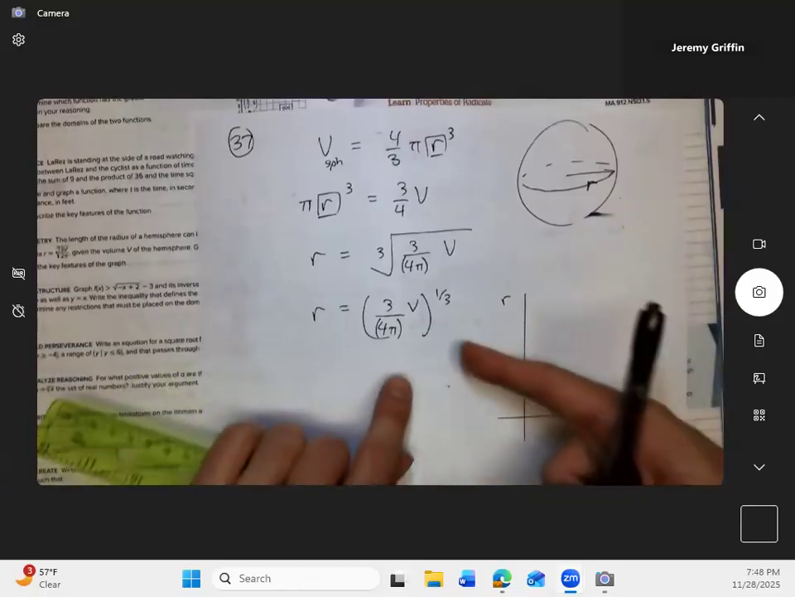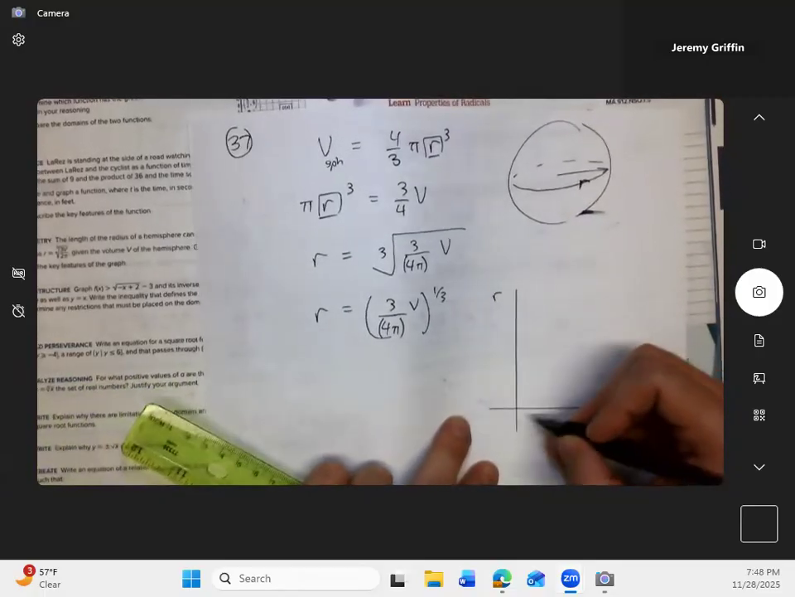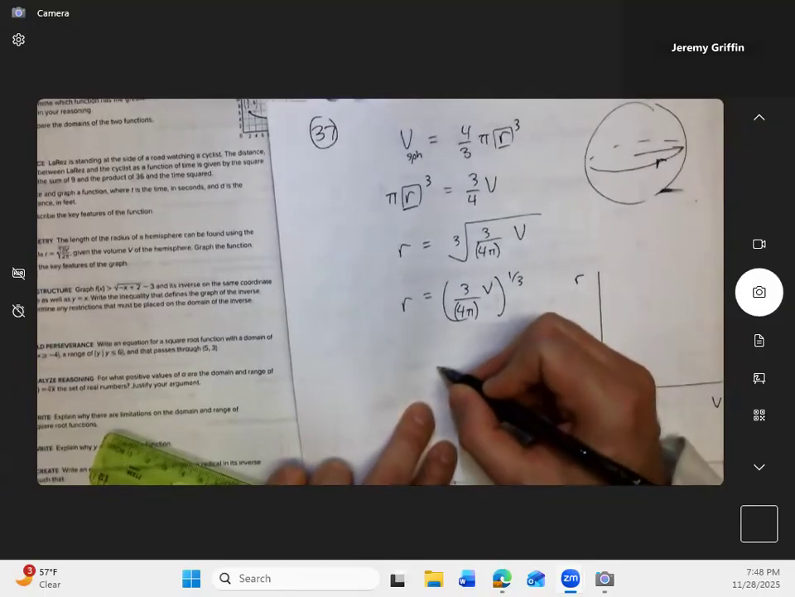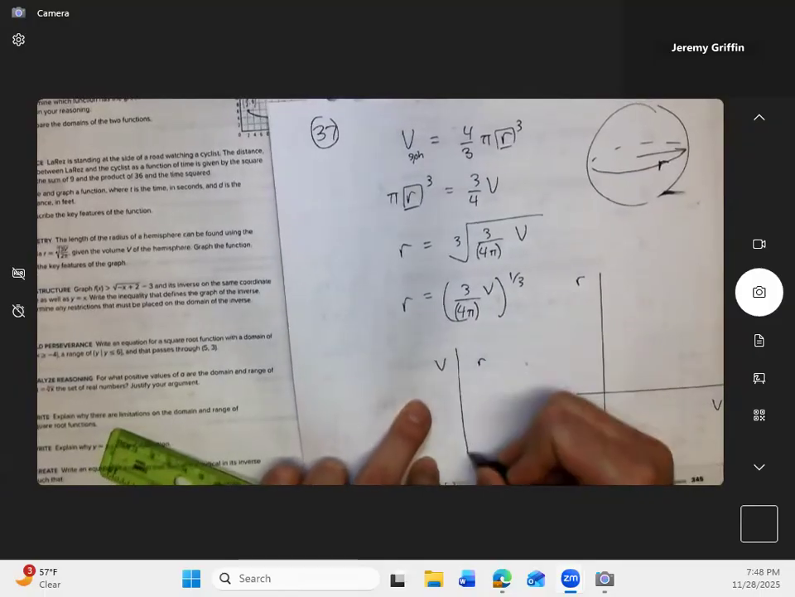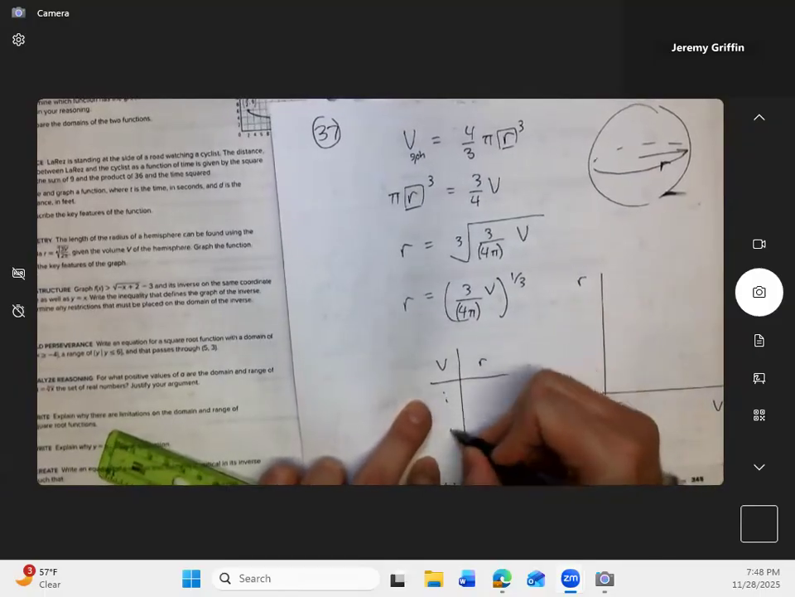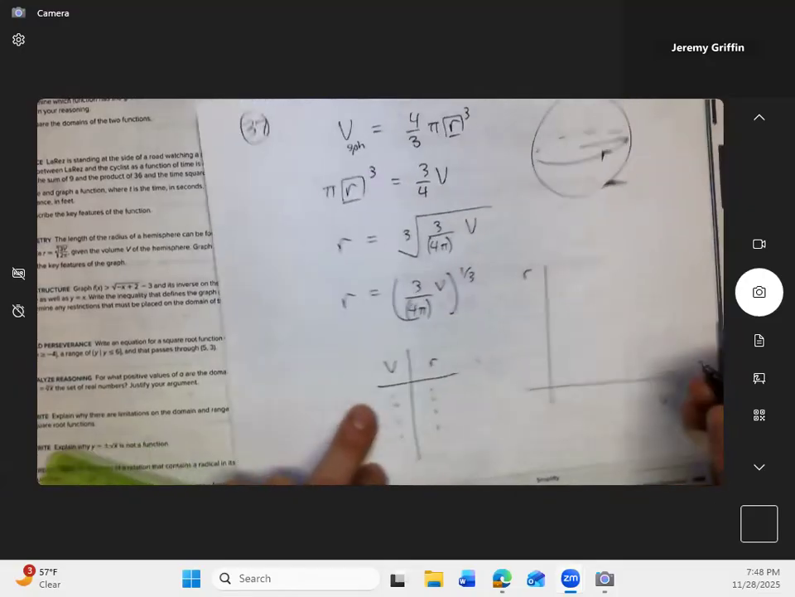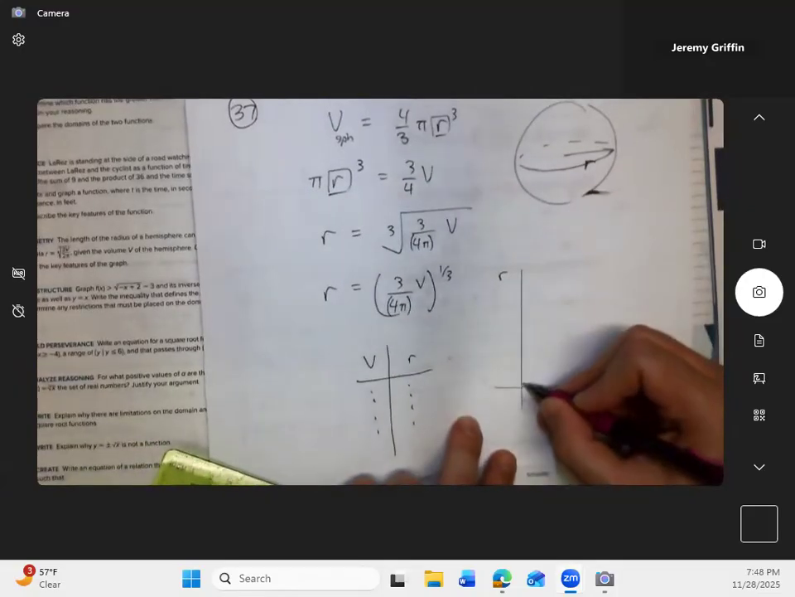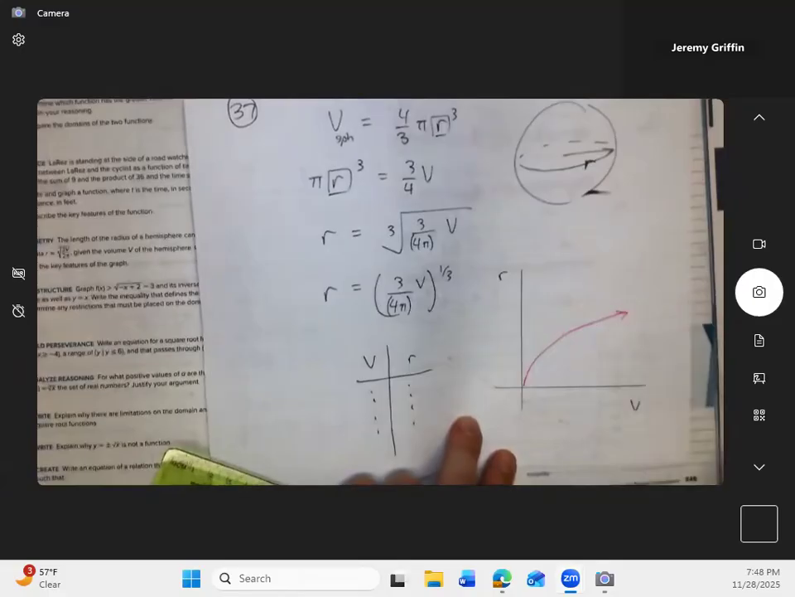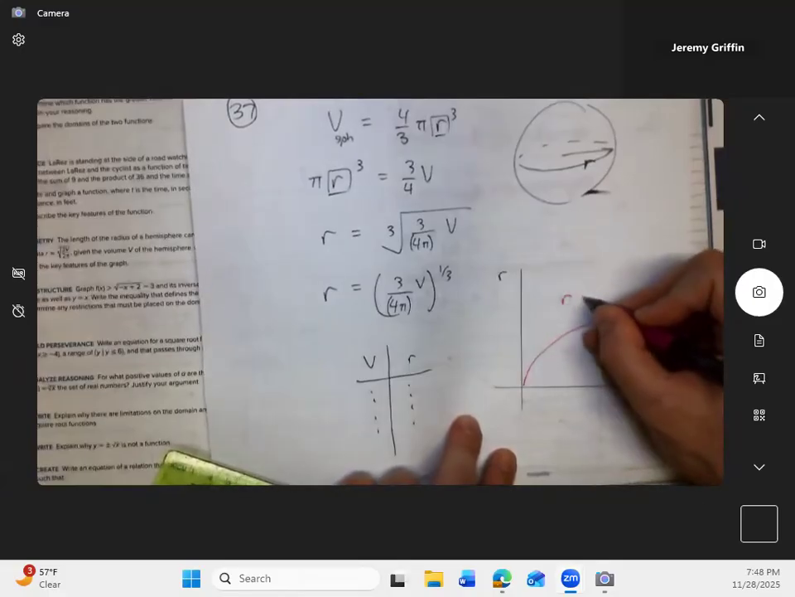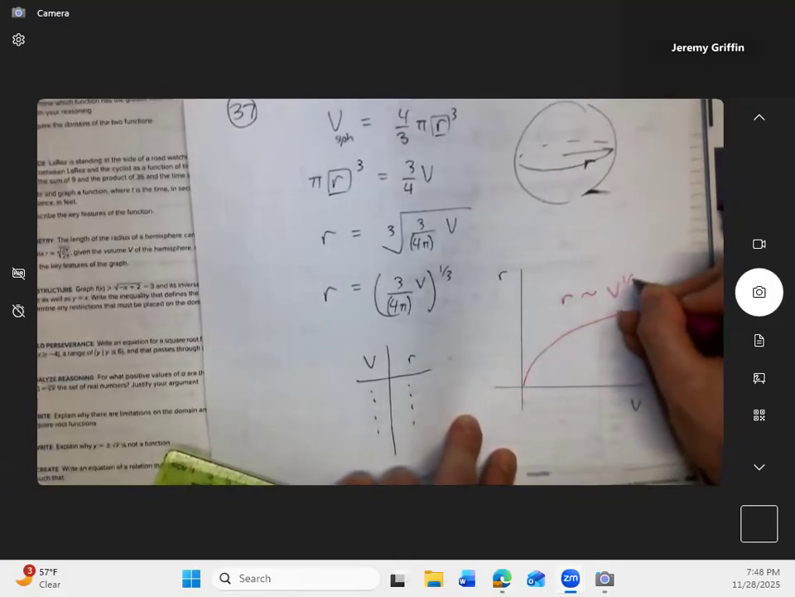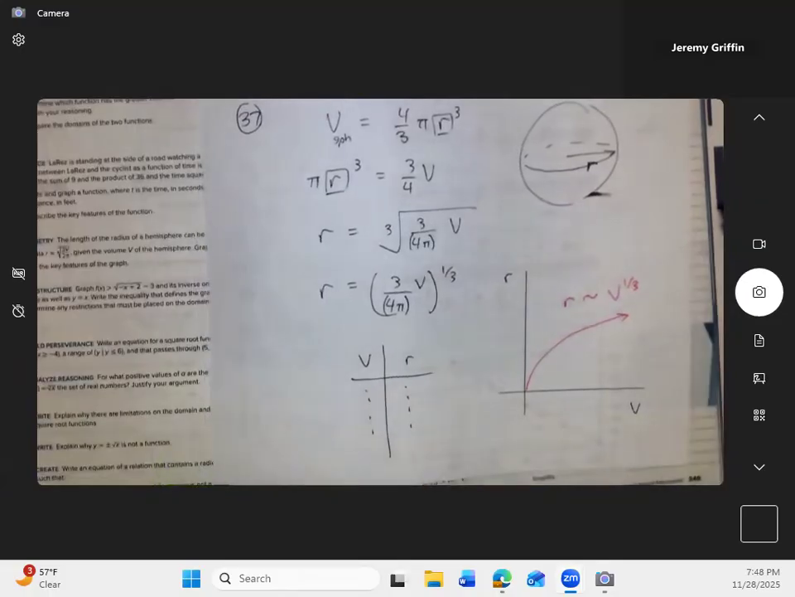Okay, so this is going to be a cube root function here. So you could totally make a V, R table. You can plug in lots of values for V, plug in the calculator, get lots of values of R. But you guys know the basic shape because you've seen it over and over. It's going to be a cube root shape. So the radius is proportional to V to the 1/3. I mean, it's going to make that shape, right?